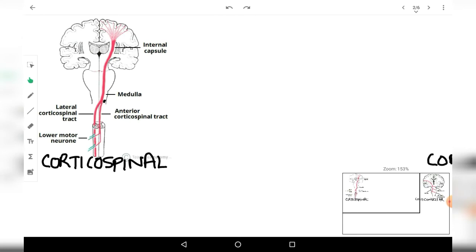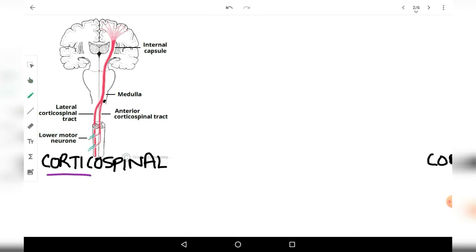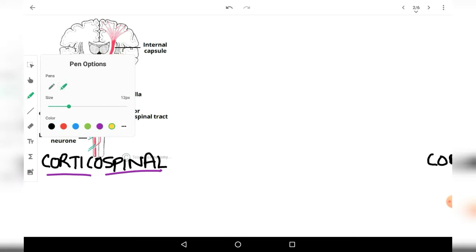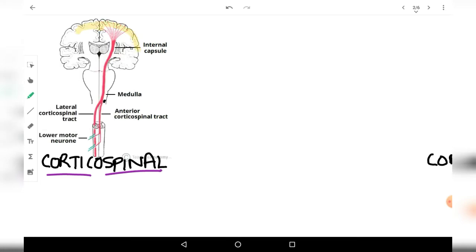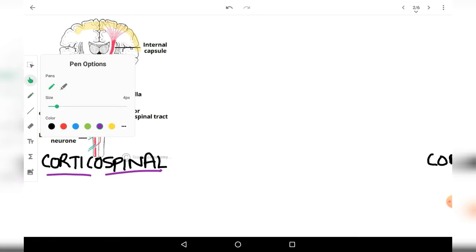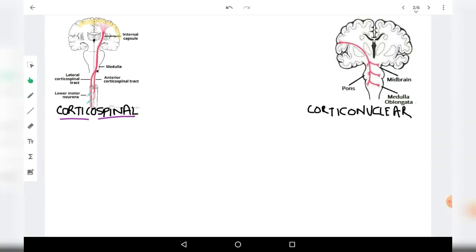Okay, so let's first see the corticospinal. Now, as the name suggests, it starts from the cortex and it ends in the spinal cord. So that's why it's called corticospinal tract. Here you can see they are starting from the cortex of the cerebrum. Now, a common thing to both the descending tracts is that they consist of two neurons, a primary neuron and a secondary neuron. The primary is often referred to as the upper motor neuron and the secondary is called the lower motor neuron. And similarly here.